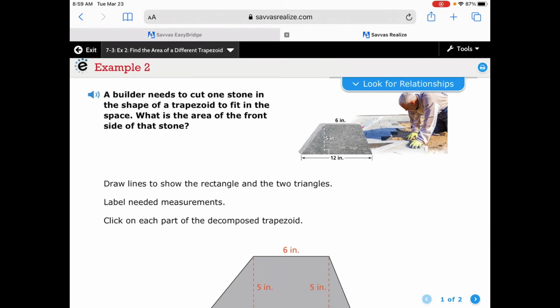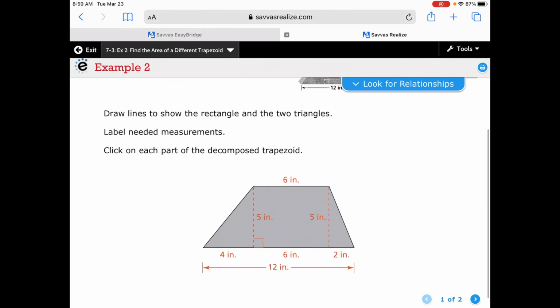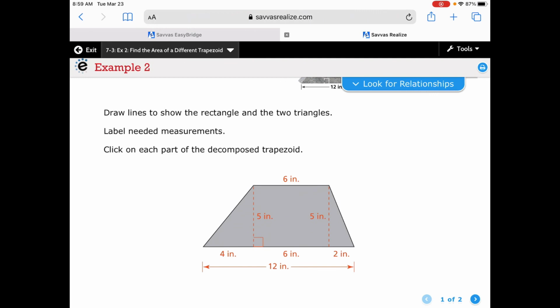All right, let's turn over to page 415 to look at example 2. It says a builder needs to cut one stone in the shape of a trapezoid to fit in the space. What is the area of the front side of the stone? So we draw line segments to show the rectangle and the two triangles, with a label needed for each measurement.